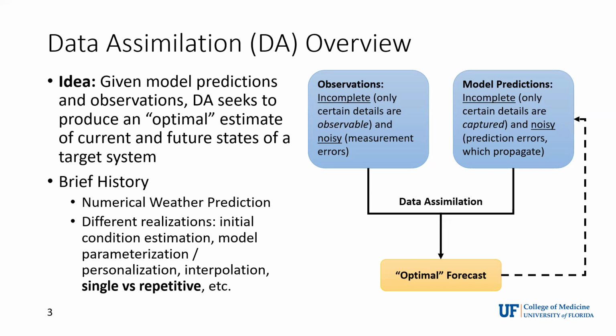Now, there are different ways that you can do data assimilation. Here I mentioned some examples, like initial condition estimation, model personalization, and so on. And really underlying these different realizations is whether we do it once or we do it repetitively, right? On the numerical weather prediction side, we're going to do it repetitively. For a lot of personalization, we'll usually just do it once at the beginning, and then we'll call it quits, all right? So that's the context.